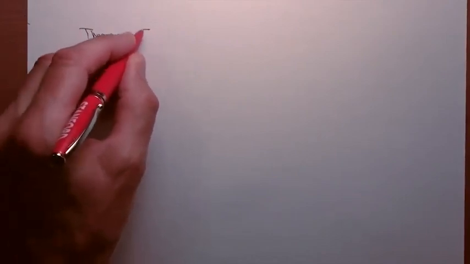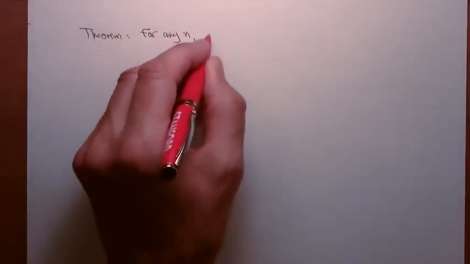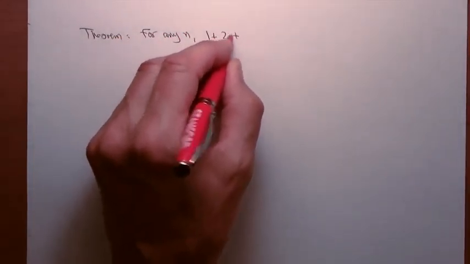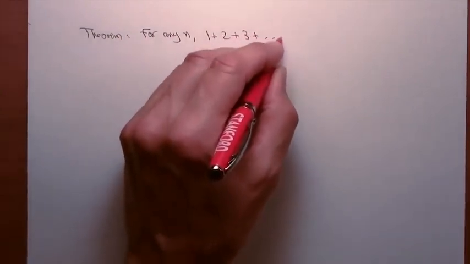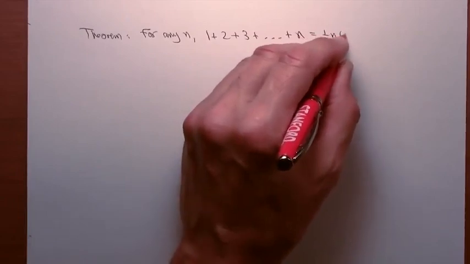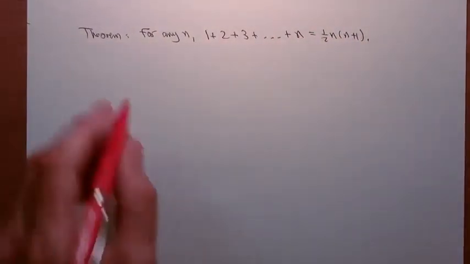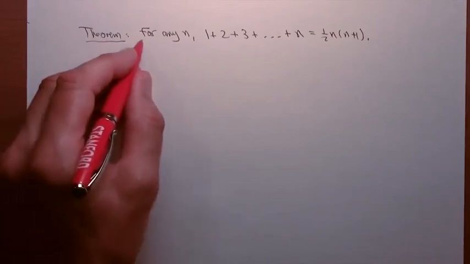So I'm going to prove a theorem now that for any natural number n, 1 + 2 + 3 + ... + n is a half n(n + 1). I'm calling it a theorem because I'm going to give a rigorous proof.